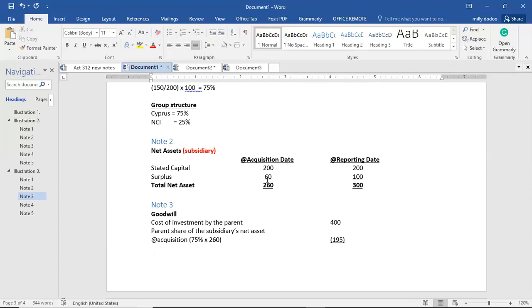You can also look at the surpluses on their own merits. At the reporting date, we are having 60. Then at the acquisition date, we said before Cyprus acquired Nicosia, there was 60. Then after acquiring Nicosia a year, the total surplus now is 100. So it means that after Cyprus has run the business for a year, he has added 40 to this 60, and now it is 100. So if you understand it that way, you can also get it like that.